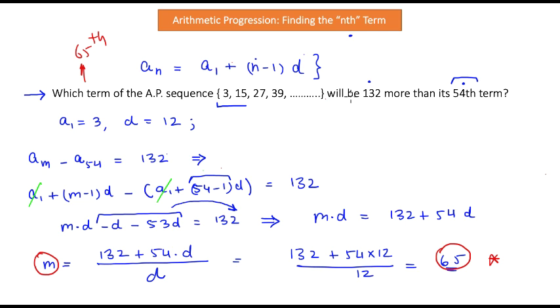In all three examples that we have gone through, you see that we have simply made use of this formula for finding the nth term. With that, we take a pause here, and in our next lesson, we are going to learn how to find the sum of n terms of an AP sequence.